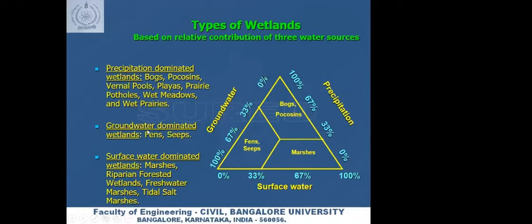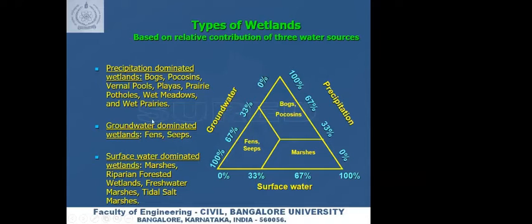And similarly, for groundwater dominated wetlands, you can say that almost more than 33% of the water is contributed by groundwater. Here, in this case, more than 33% of the water is from precipitation. And here, surface water, that is marshes, so it is more than 33%. It is again a tentative term. There is no hard and fast, exactly 33 and so on.